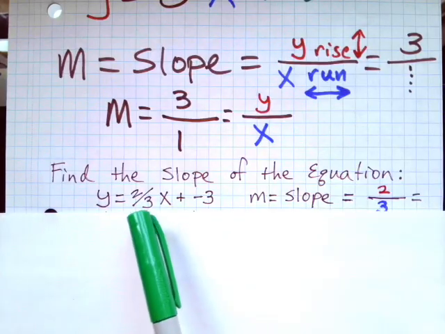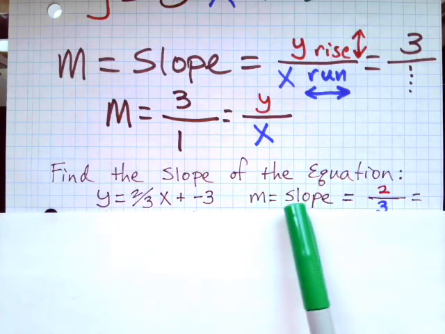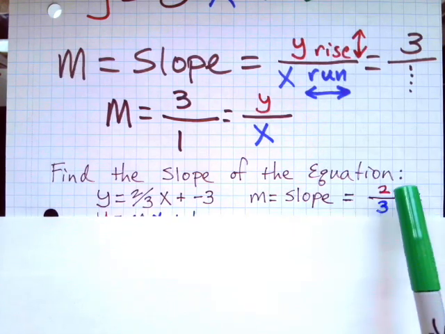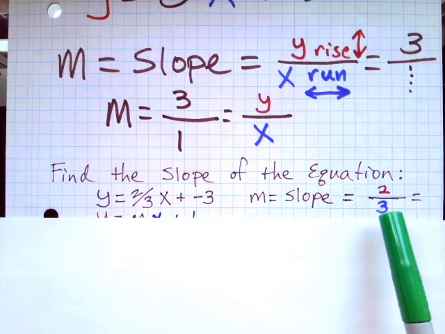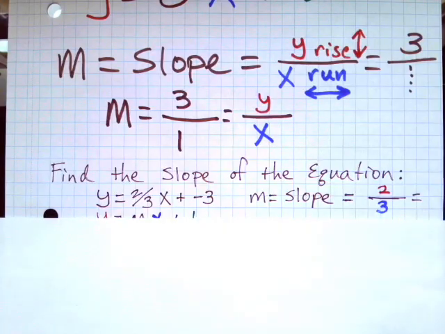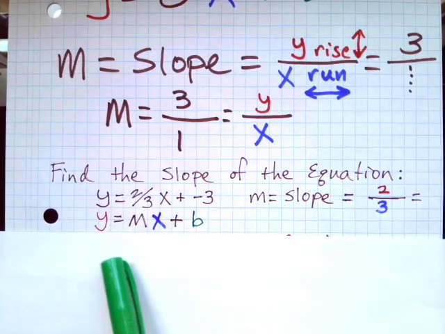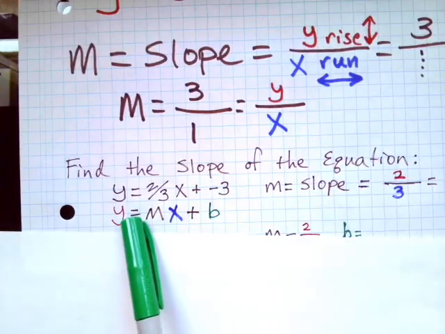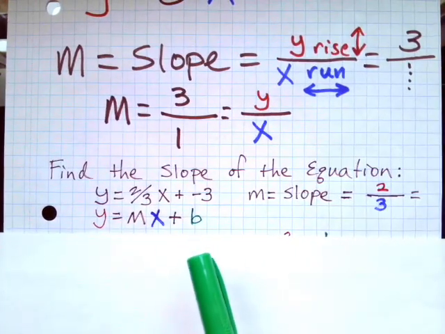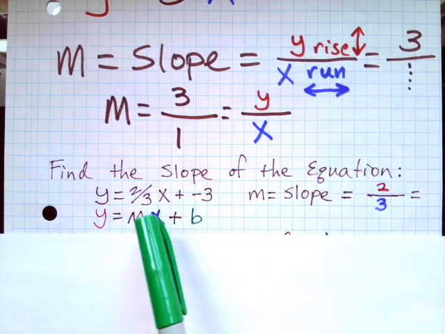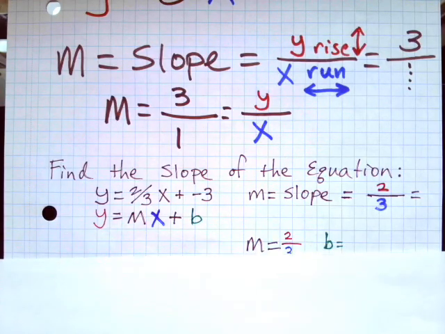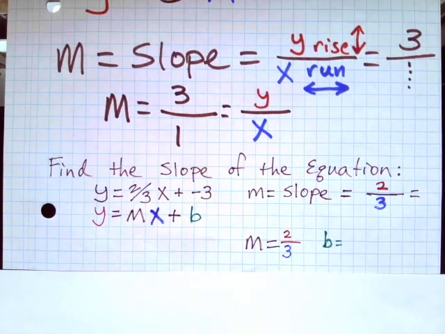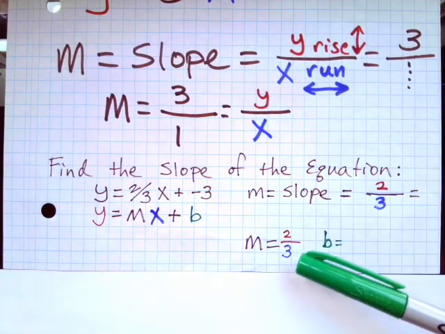What is my m value? What's the slope in this equation? Well, my slope is 2/3, right? 2 representing the y value, positive 2, up 2. 3 representing the x value, positive 3 in the x direction. And so again, I'm showing you the slope-intercept form, where your m is your slope and your b value is your y-intercept. So for this particular example, my slope is 2/3.